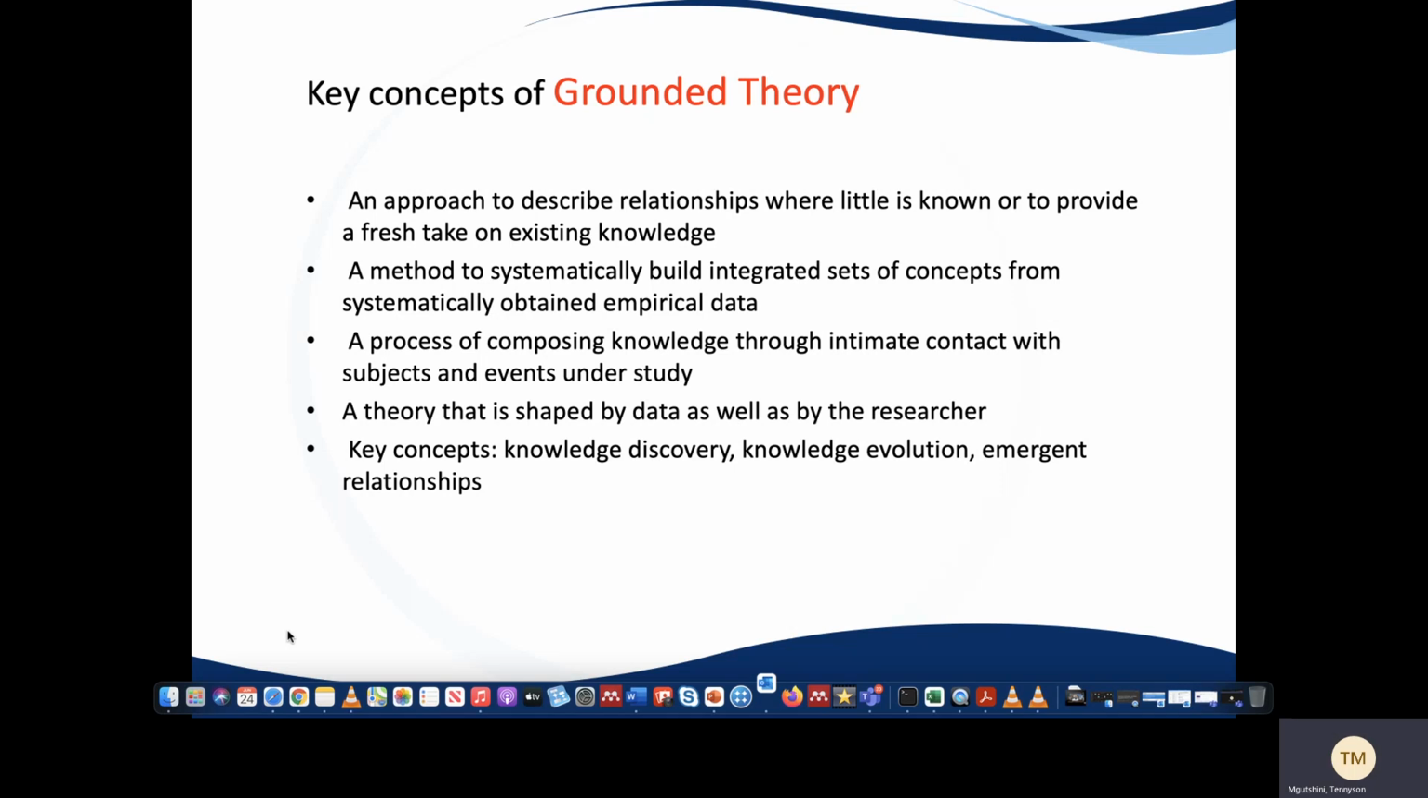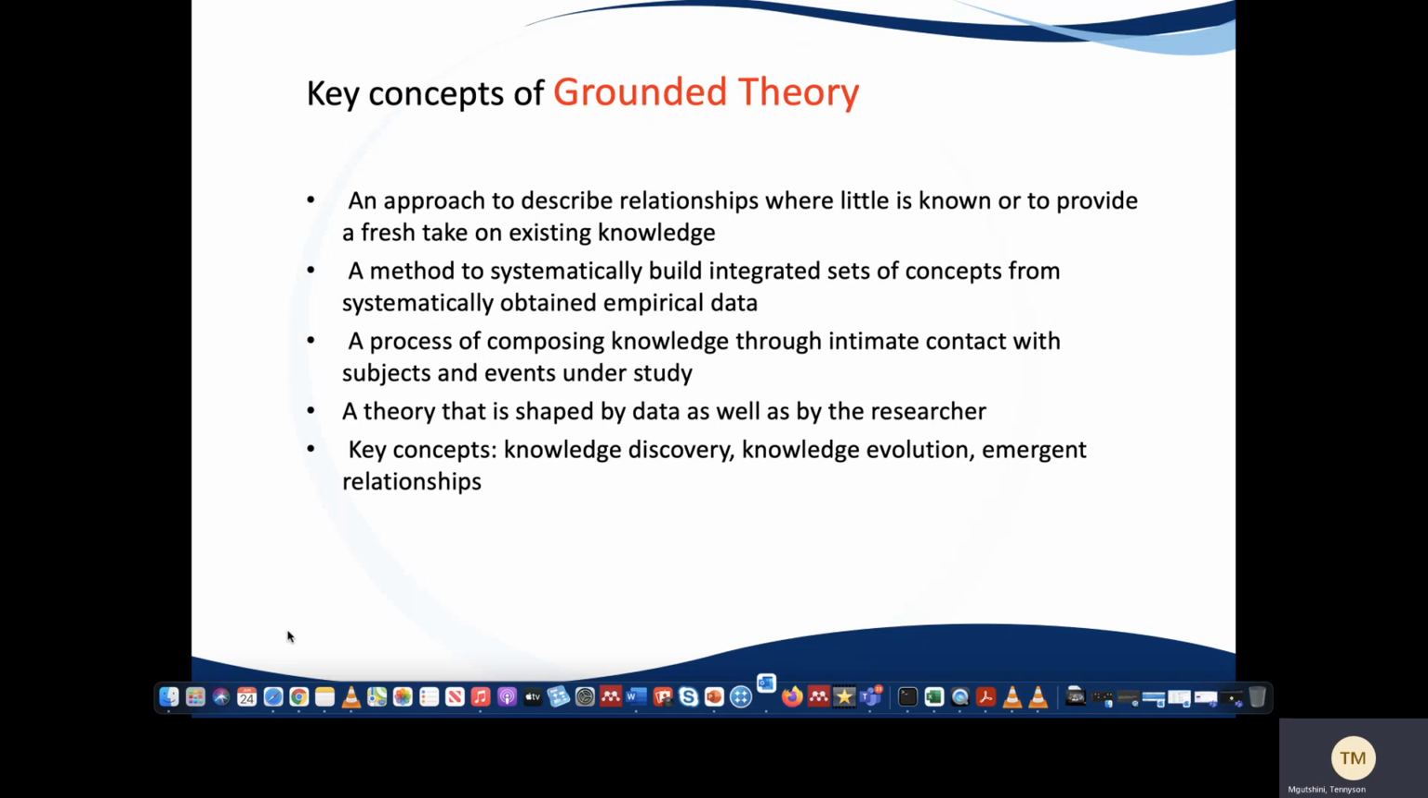So in grounded theory, there's some key concepts that are noteworthy. It's an approach to describe relationships where little is known, or it gives you an opportunity to provide a fresh take on existing knowledge. It also is sometimes described as a method for systematically building integrated sets of concepts or theories, in this case, from systematically obtained data.